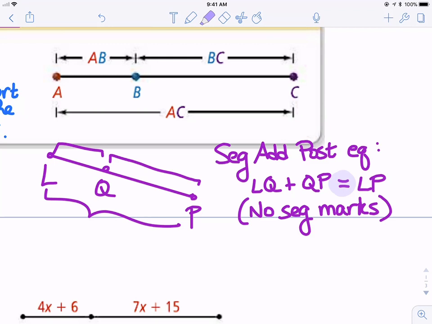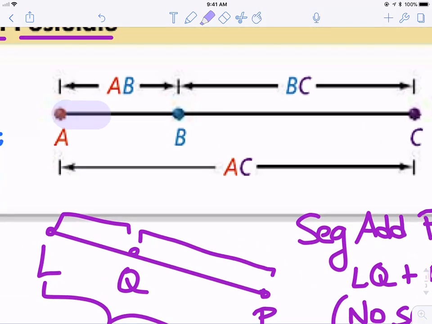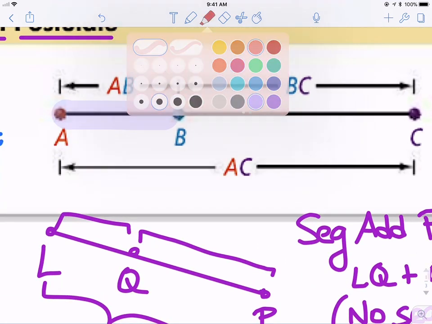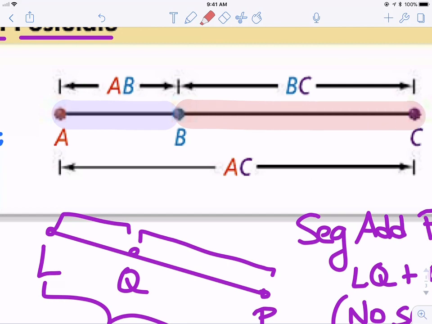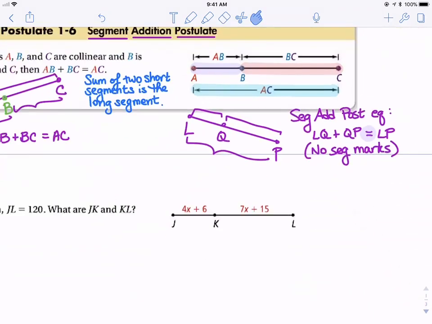The order doesn't matter, so if you said QL here instead of LQ, that'd be fine. They're segments, so the order doesn't matter. And then you could have the big segment first, equal to the sum. There's nothing special about putting the plus on the left side of the equation. Just make sure you're saying the short plus the short equals the whole entire long segment. It's always the two smaller ones add up to the big one.